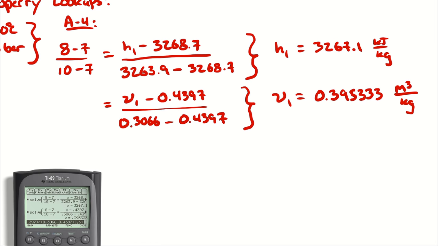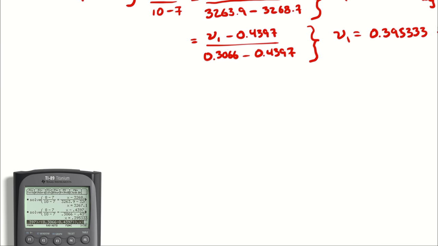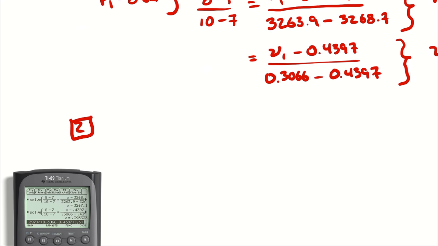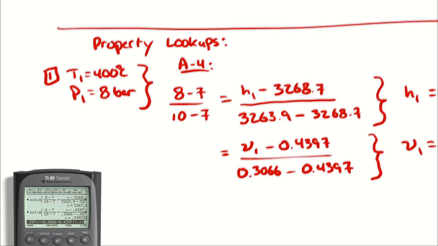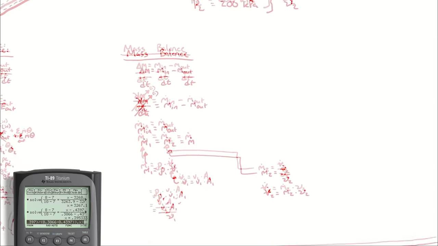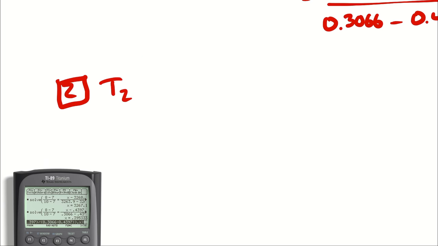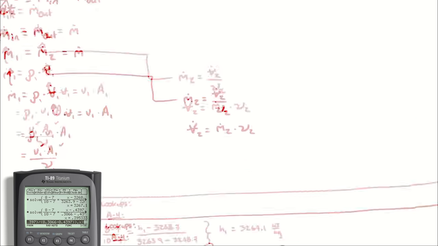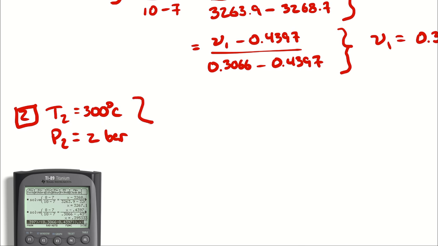Okay, now that I have H1 and V1, I'm about halfway through my property lookups. I can repeat the same general process at state 2. At state 2, I had a temperature of 300 degrees Celsius and a pressure at state 2 of 2 bar. Right? 2 bar? Yep, 2 bar. And from that, I can perform a property lookup. So just like at state 1, the first step is to fix the phase. It's likely to still be a superheated vapor, but we should check just to be sure.